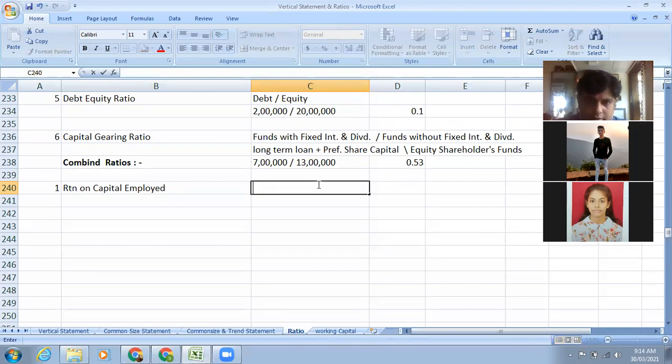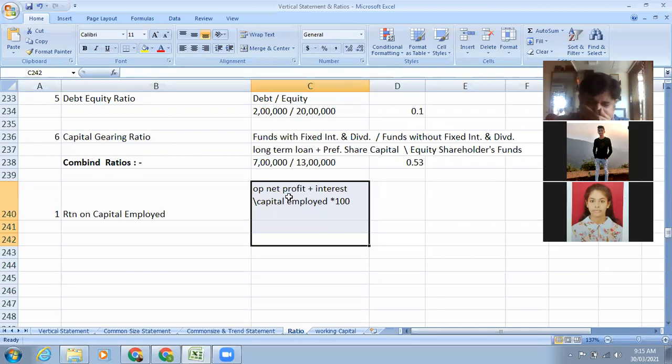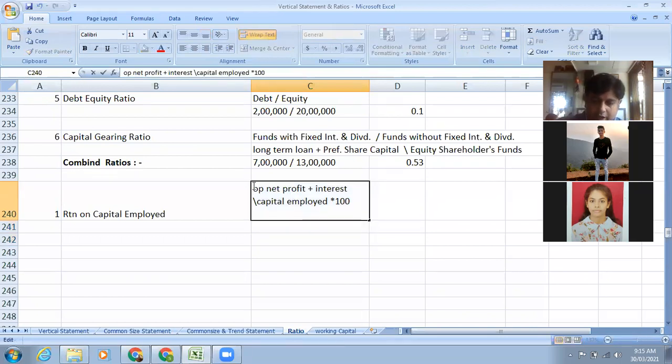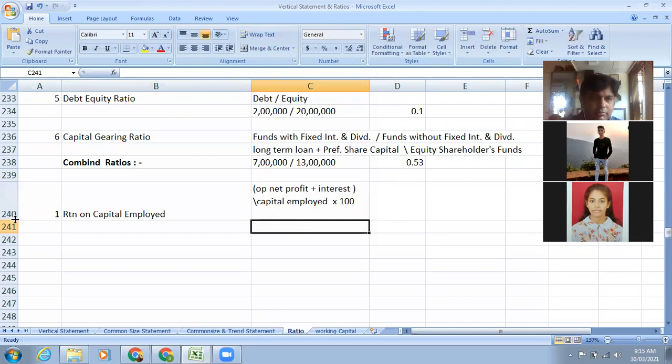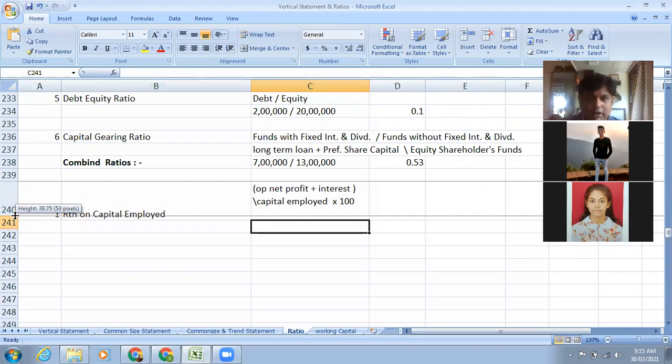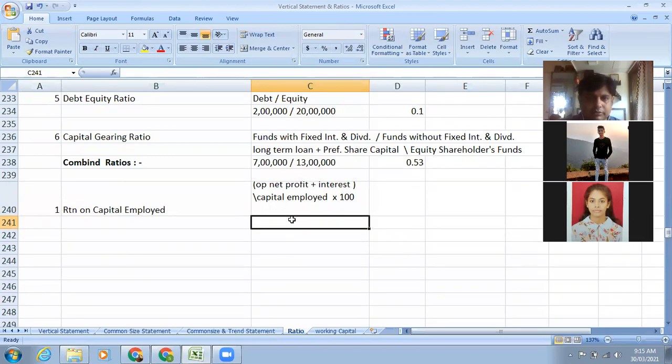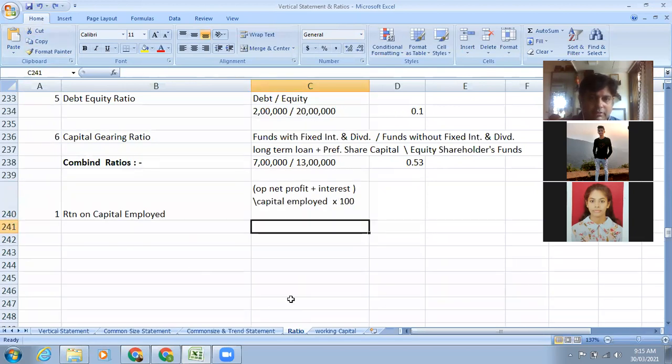Operating. Very nice. Thank you, Aryan. The formula is operating net profit plus interest upon capital employed into 100. So get me the value. What is the value of operating net profit? How much did you get as operating net profit?